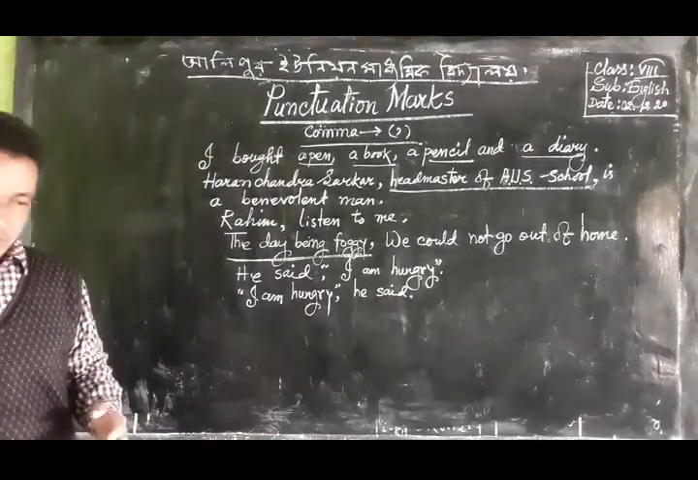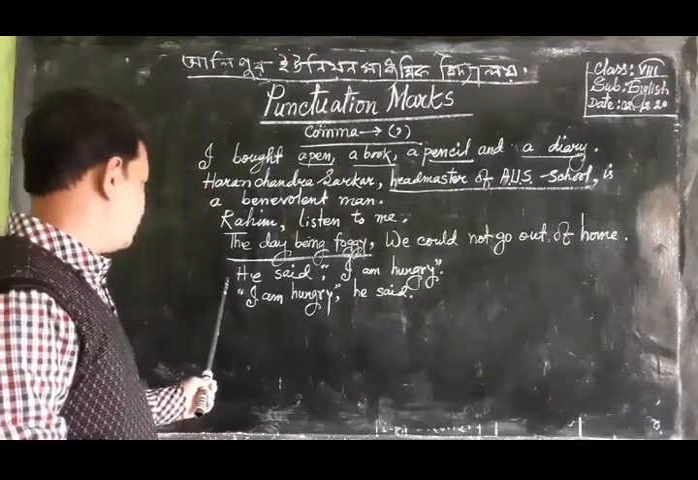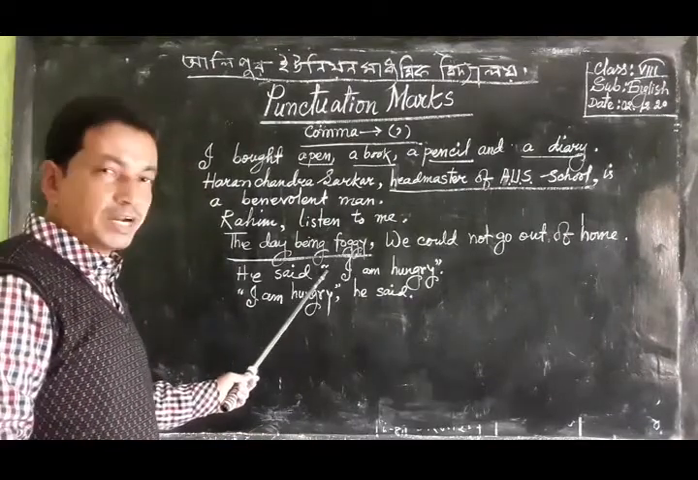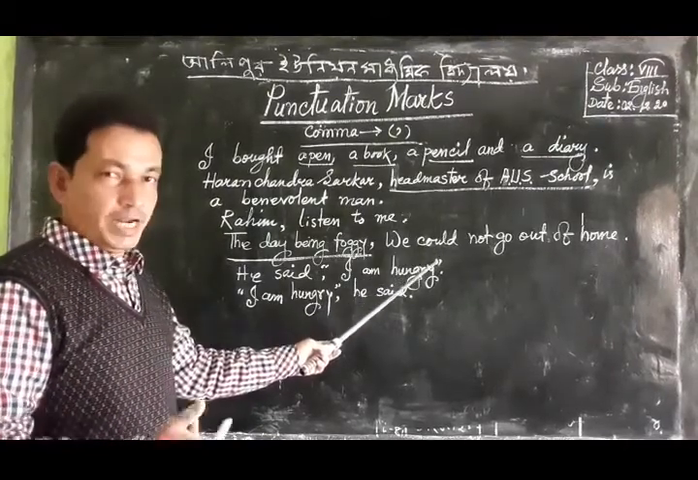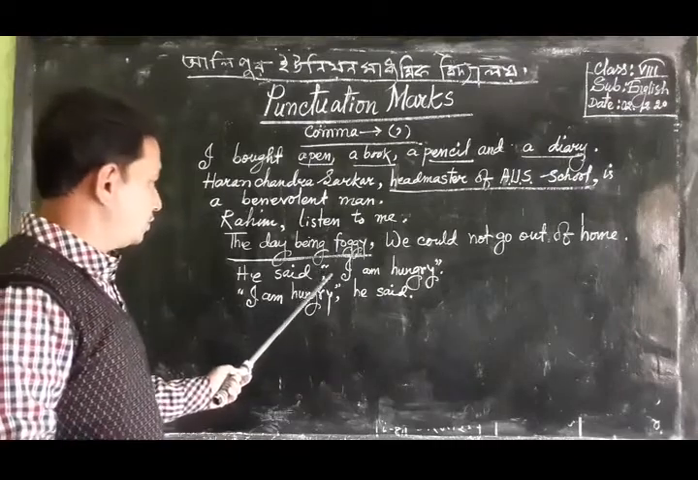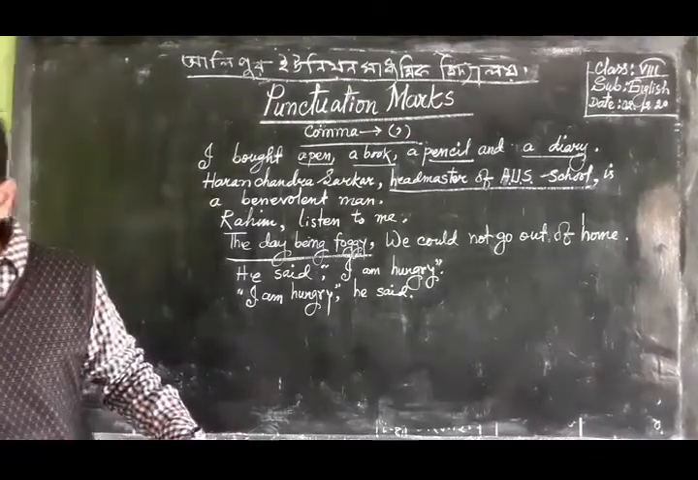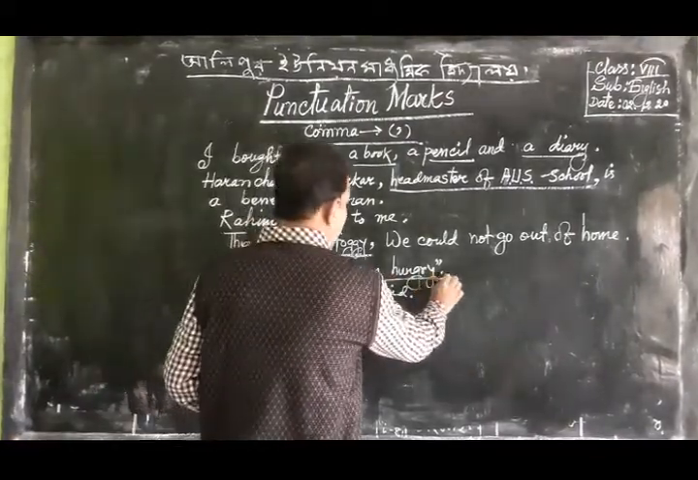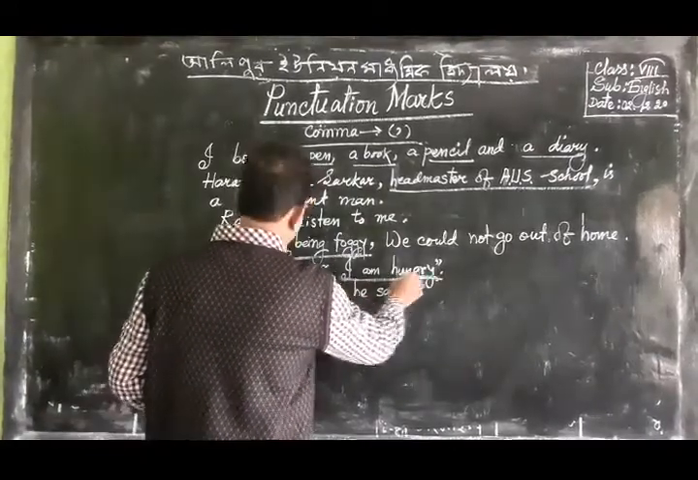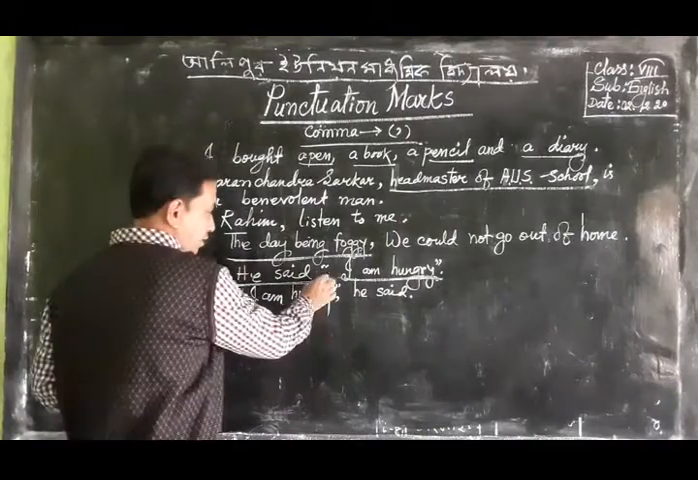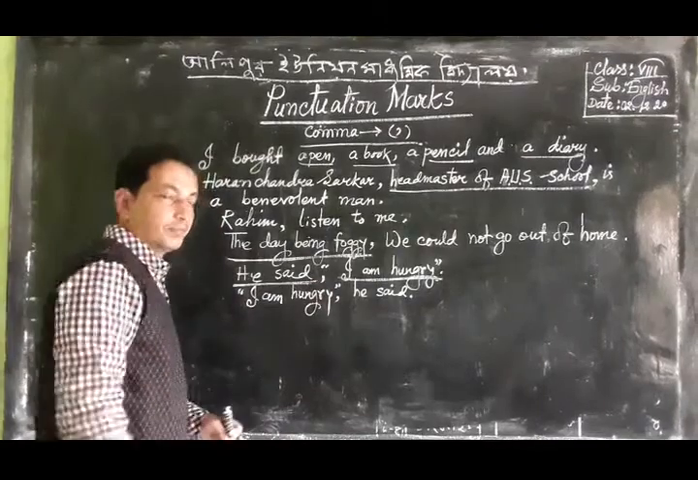Gentlemen, please observe these two kinds of sentences I have written on the blackboard. First sentence, he said, comma, quotation starts, I am hungry, and quotation ends. And you notice that I am hungry is reported speech, and he said is reporting verb. It is reported speech and it is reporting verb, and that's why I have written comma after reporting verb.